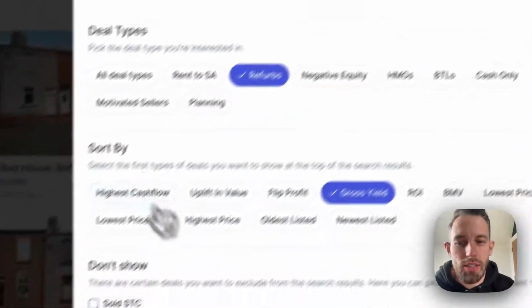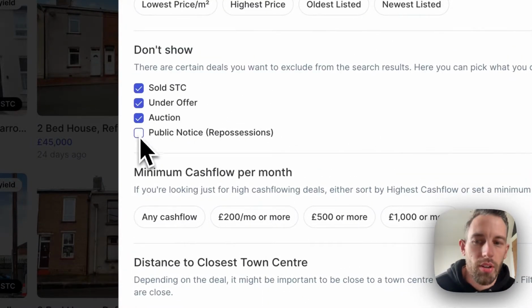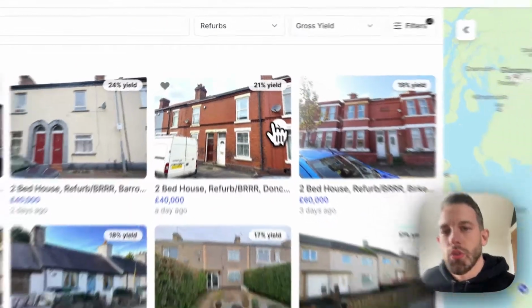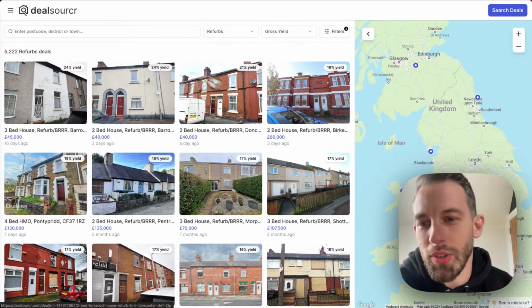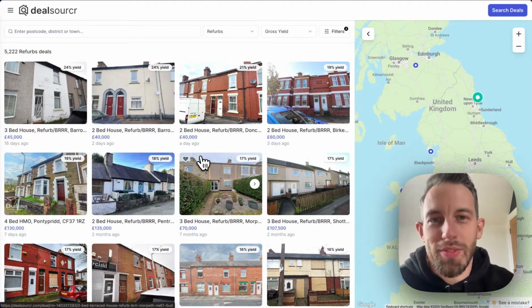And then the obvious things is that you can filter out, okay, I don't want sold subject to contract or under offer, I don't want auctions, I don't want public notice properties, let me get rid of those. And then you only look at the ones that are truly on the market. It's so cool what you can do here. There's so many other features I'd like to show you, but I don't want this video to be too long.